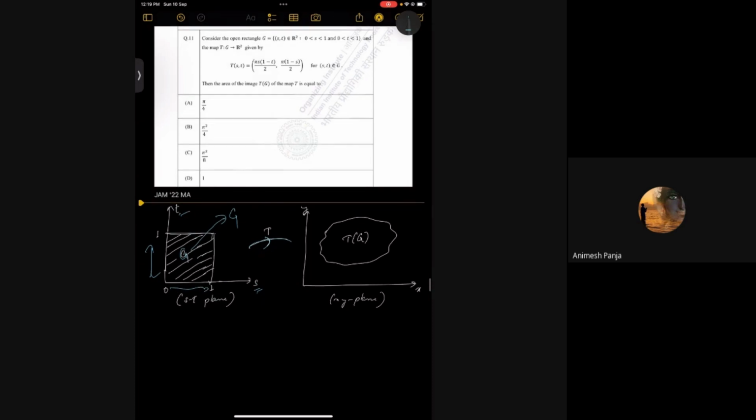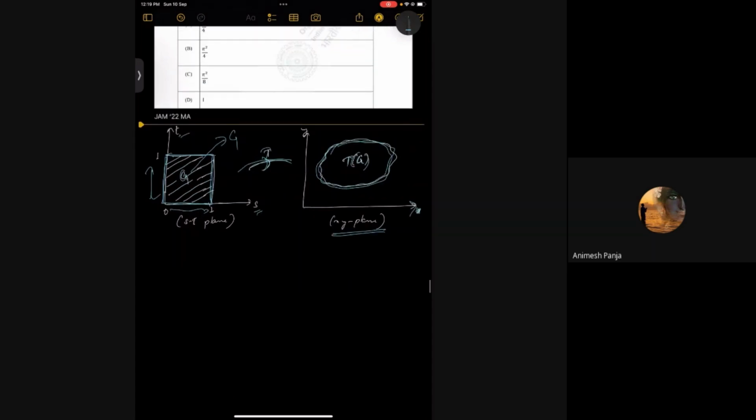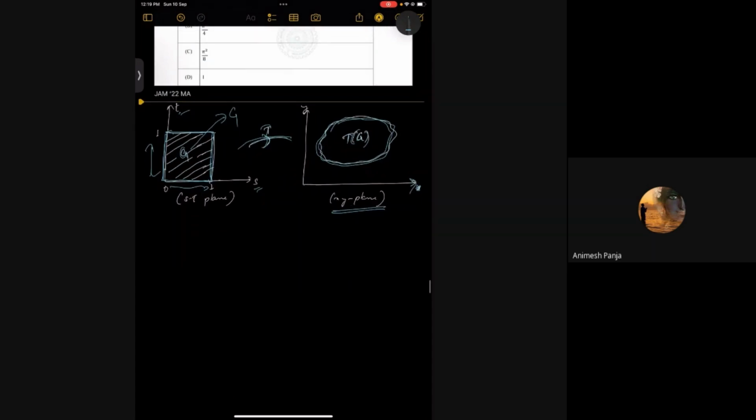So this is G, and by the transformation T given in the question, we transform it into a certain region T(G), and I'll call it the XY plane. It could be the UV plane, whatever plane you want to take. I'm just taking the XY plane. T(G) lies in the XY plane, to make things easy. Then the area of T(G) is nothing but the integral of dx dy computed over the entire region T(G). This is our area of the image T(G).